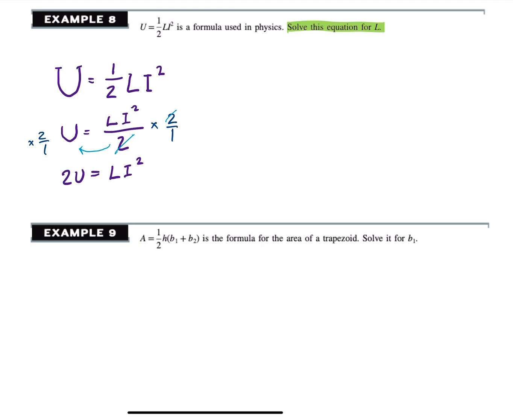All right, next, we're still trying to solve for this L, and we have I squared being multiplied. So let's just divide both sides by I squared, whatever that represents. So it'll cancel on the right side. I'll stick the L on the left side because we're kind of used to seeing that. So I'll say L equals this statement here, 2u over I squared.